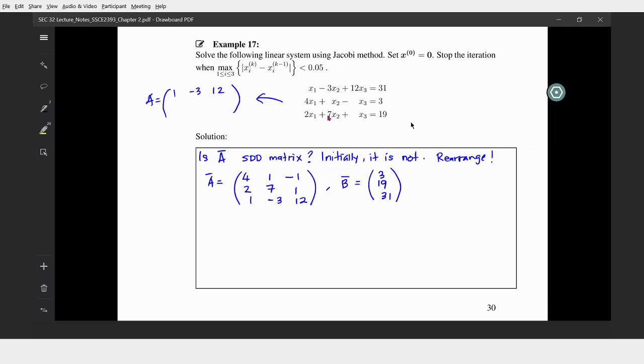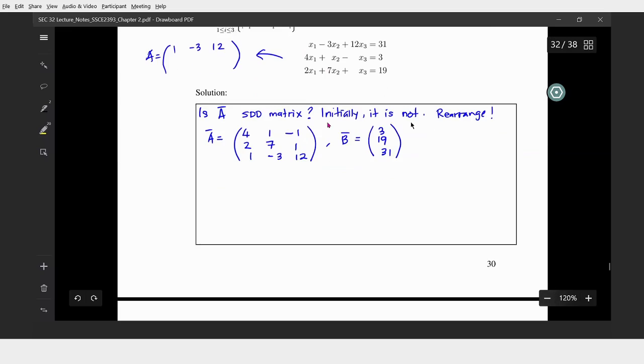Alright. Clear on the SDD? Only then can we proceed with the formula. So I'm going to put here.